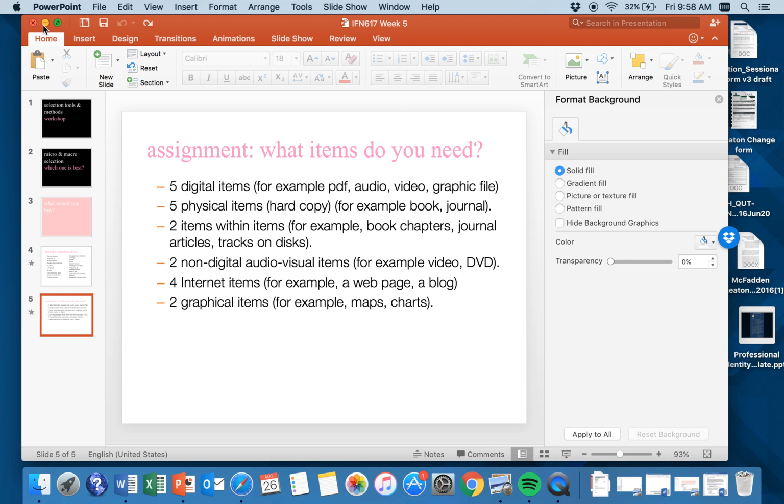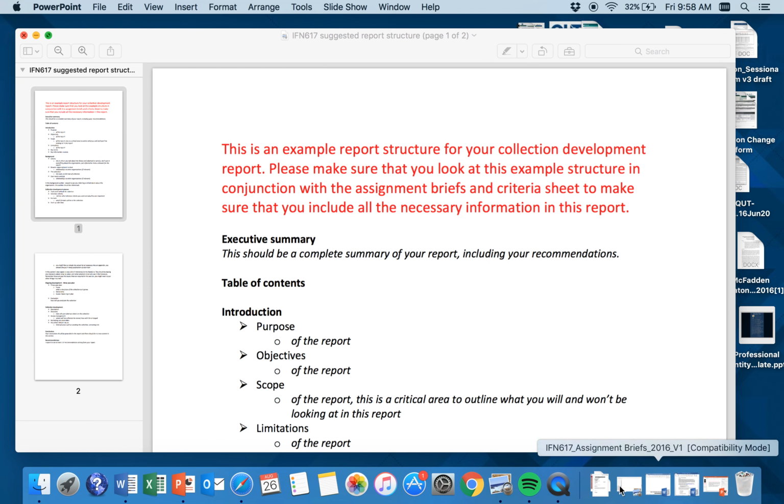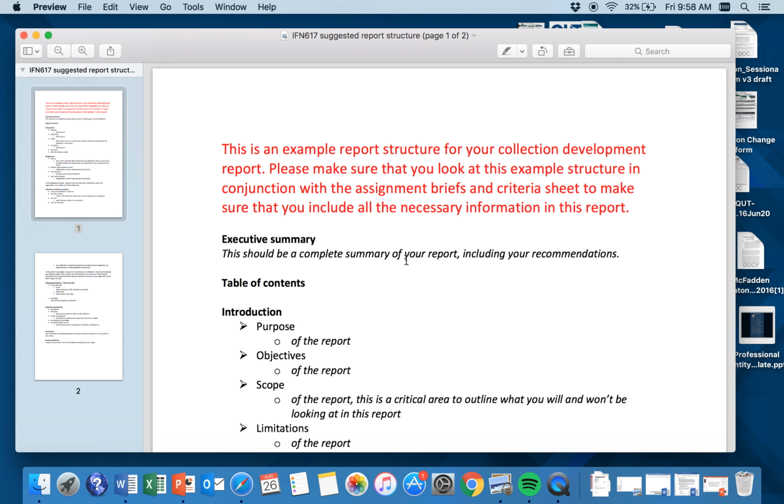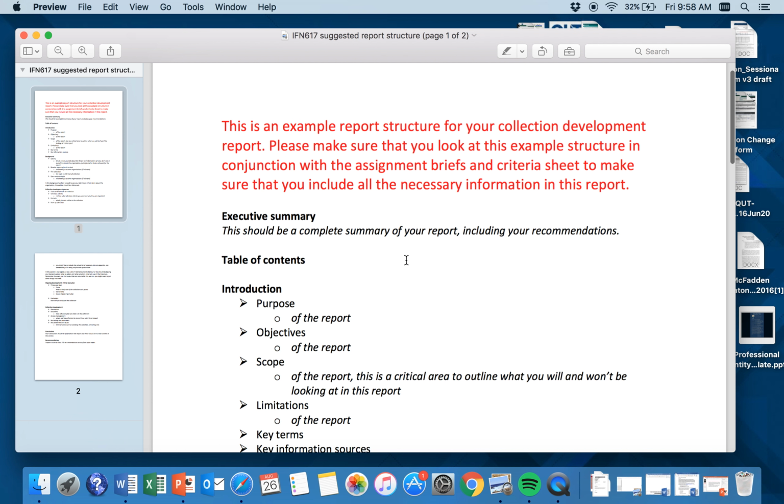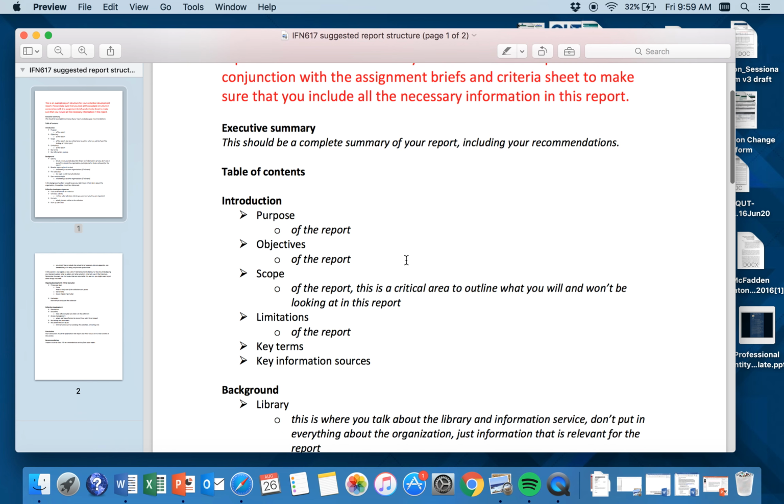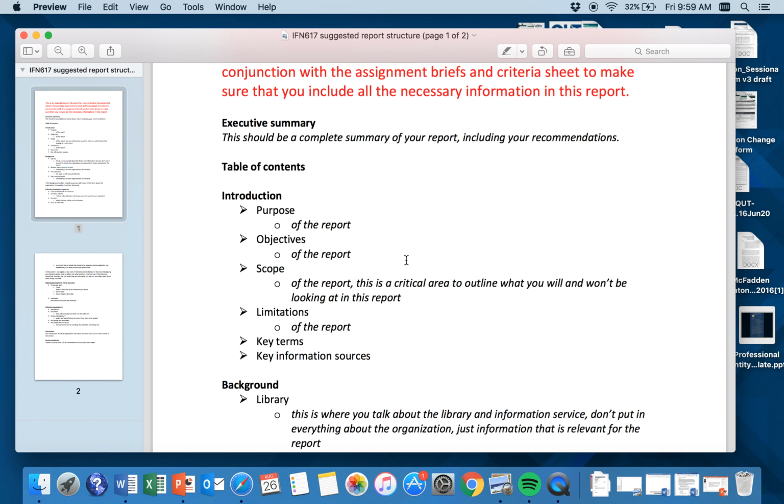So I did point everybody again to the example report structure that is up on Blackboard. I just want to emphasize again that this is an example report structure for your collection development report. So you need to look at it in conjunction with the assignment briefs and criteria sheet. And this is just a guideline. It's not exhaustive. You don't have to do it this way. You can think about doing it another way. It's however you want to do.